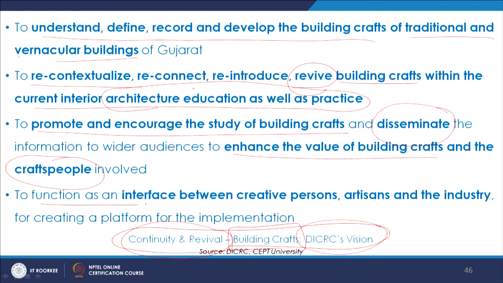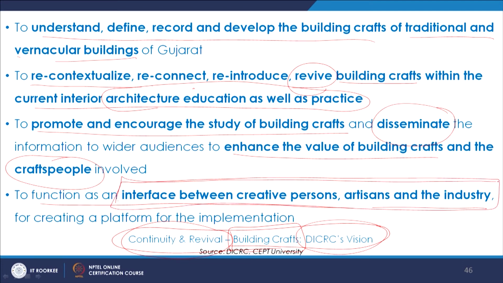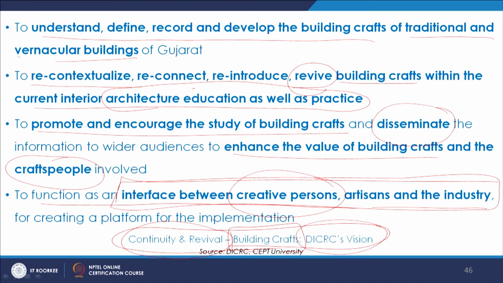Also to function as an interface between creative persons, artisans and the industry. Now the workshops that we have done at IIT Roorkee also function largely as an interface where we have creative persons, there are a lot of students, young people with different ideas, curiosity and experimental urge. We have a lot of experts, artisans and craft persons coming, and we also try to involve industry.